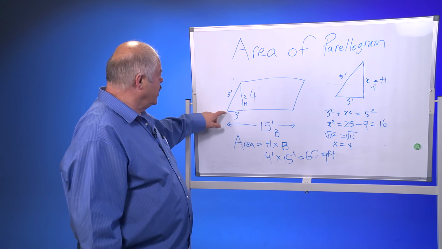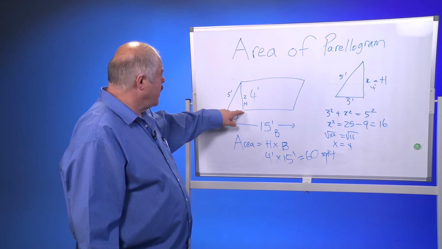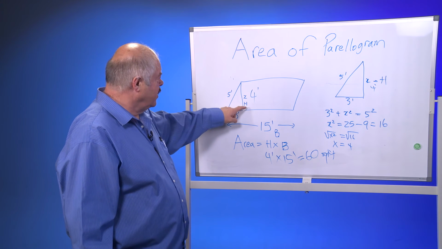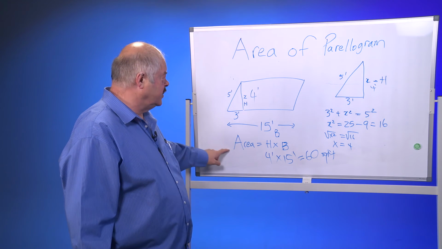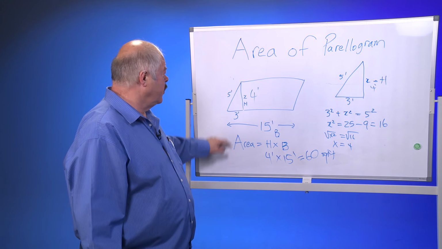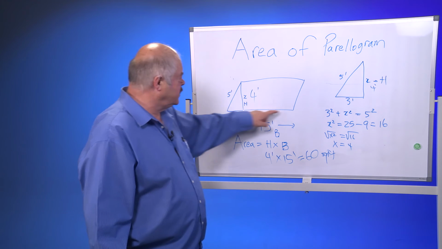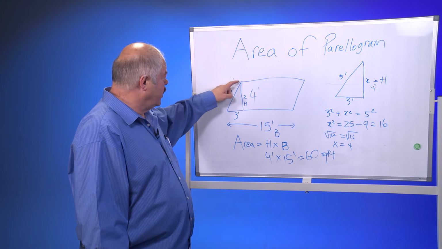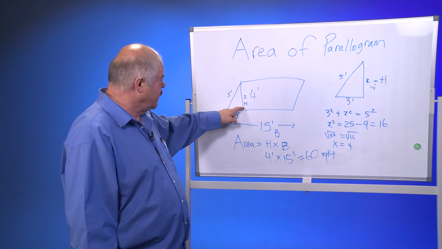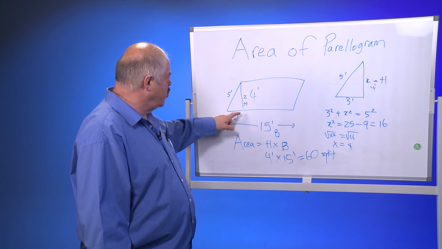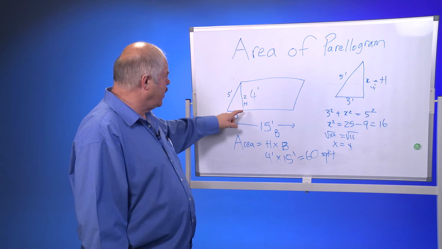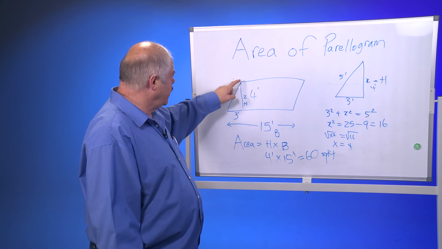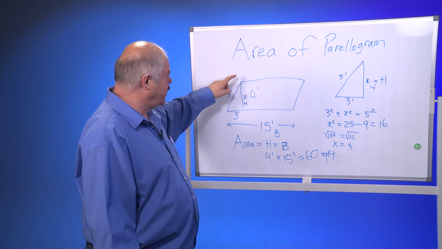So they would have you calculate the height here in order to use this formula. So they're either going to give you the height and the base and just have you use the formula right away, or they're going to not give you the height and make you calculate the height here using the Pythagorean theorem.